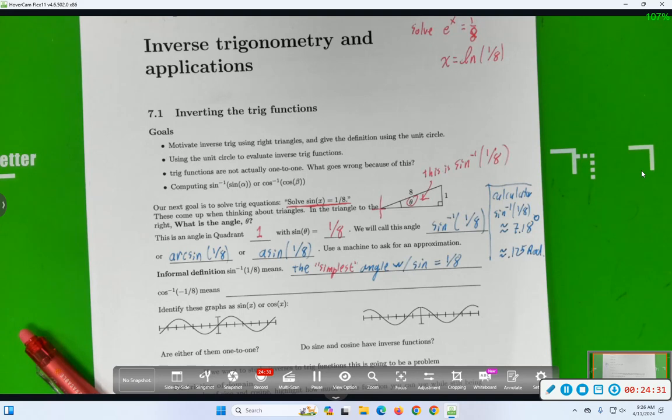367.18 degrees? Will that also result in the same value for sine? Maybe compute sine of that. It better be about 1/8. So tell me, what is the sine of 7.18? About the same as 0.125. Like 0.1249. Yeah, but that's like rounded off, right?